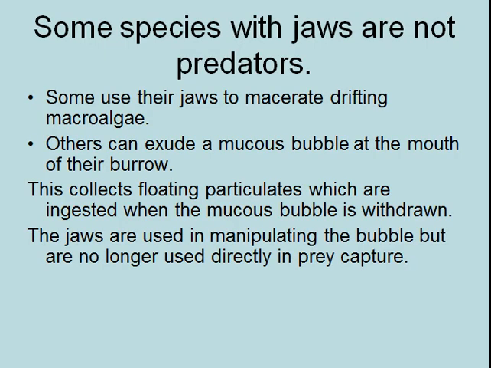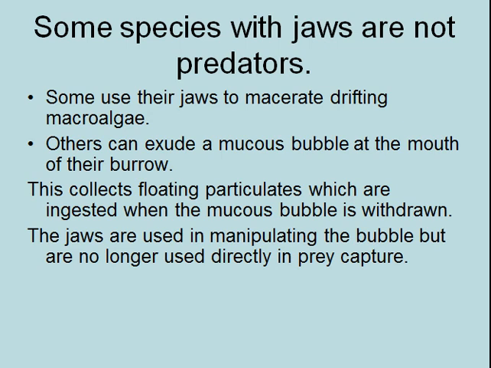Okay, some species with jaws are not predators. Some use their jaws to macerate drifting macroalgae. So they catch this, they'll catch large particles of kelp, really, macroalgae, or algae that you can see without the aid of a microscope, and so they are big pieces of kelp, and they just chew those up.